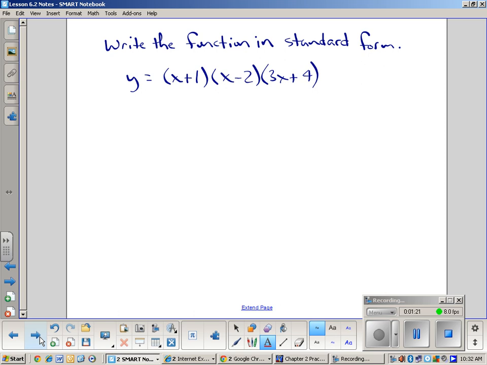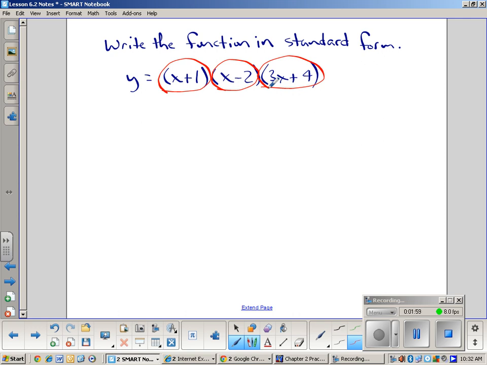Before we're done, you probably will be able to look at this and know what the degree of this is. But if I want to write it in standard form, I need to get rid of all these factors, don't I? So these are all factors. X plus 1 is a factor. X minus 2 is a factor. 3x plus 4 is a factor. How could I not have it in factored form? What would I do? Times them out. Multiply them together. And so you can begin wherever you want.